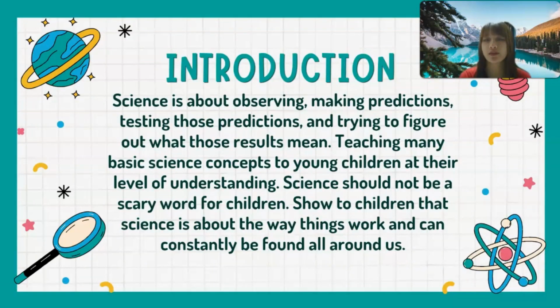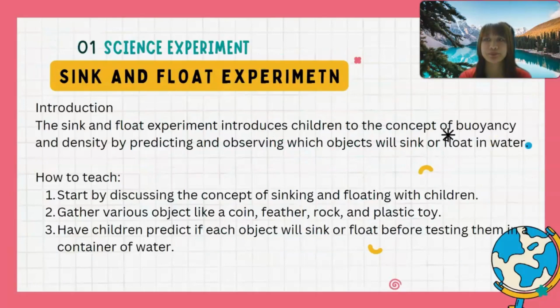Science is about observing, making predictions, testing those predictions, and trying to figure out what those results mean. Teaching many basic science concepts to young children at their level of understanding. Science should not be a scary word for children. Show children that science is about the way things work and can constantly be found all around us.